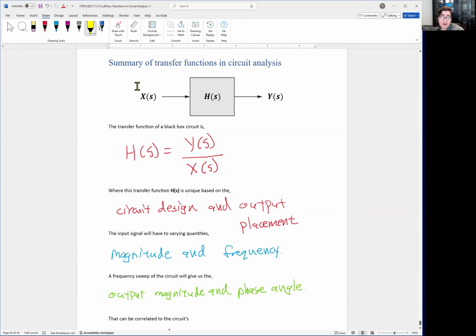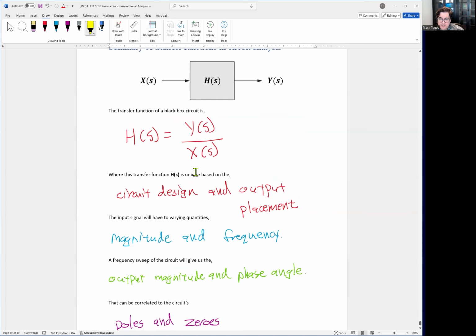So to summarize everything, we have transfer functions, H of S, which takes input X of S multiplied by H of S to get an output Y of S, where the gain of the circuit H of S is equal to output over input, right? This transfer function H of S is unique based on the circuit design and where you're drawing your output on the circuit. So if the circuit changes, you swap resistors, you change where the output's going to be, H of S changes as well.